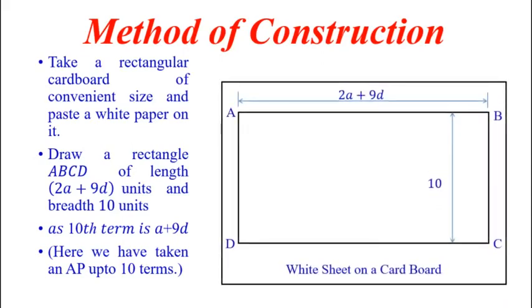So the arrangement is like this. So this is a rectangle ABCD having length 2a plus 9d and breadth 10 units. So you have to take a and d according to your convenience.